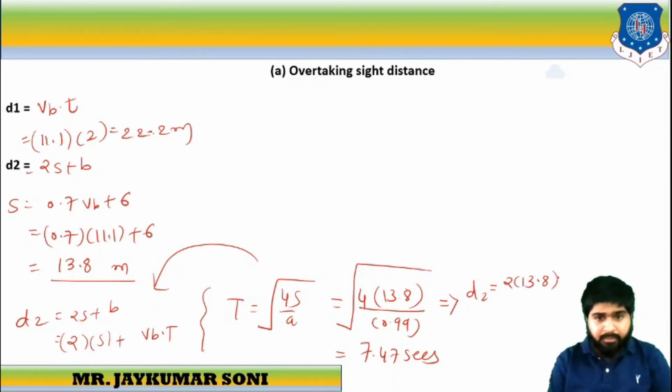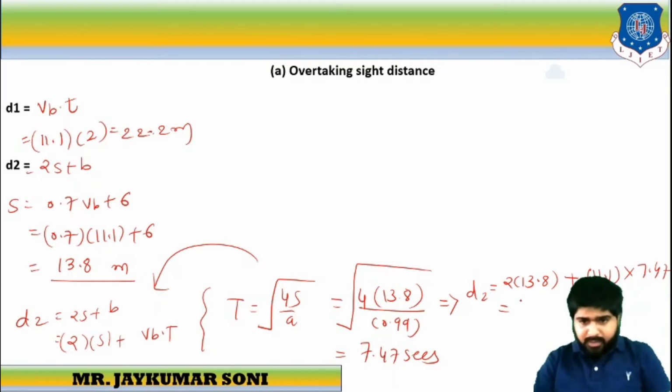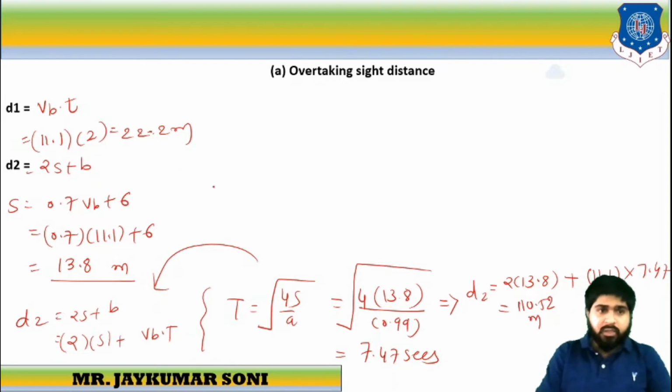So D2 is 2 times 13.8 plus 11.1 into 7.47. Calculate and tell me what answer you are getting. Okay, so it is 110.52 meters. So the D2 that we have got is 110.52 meters.